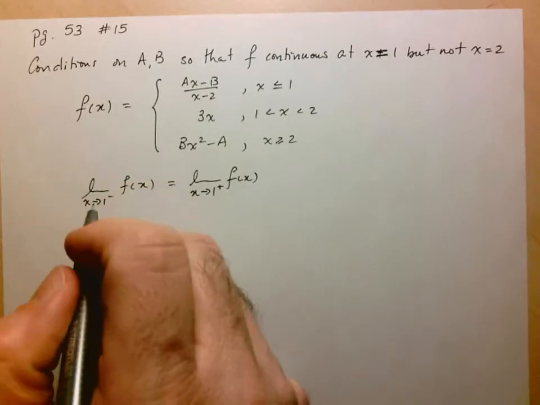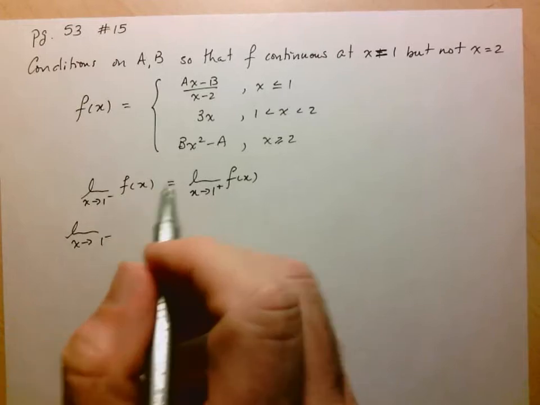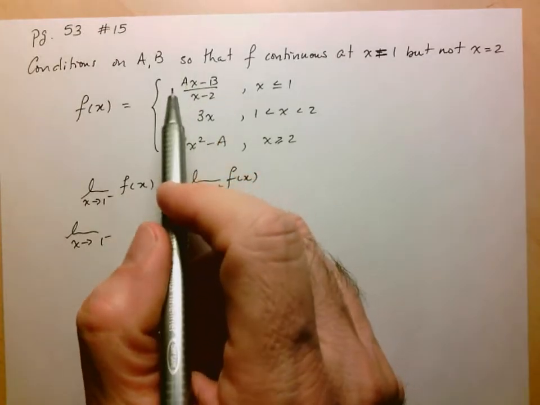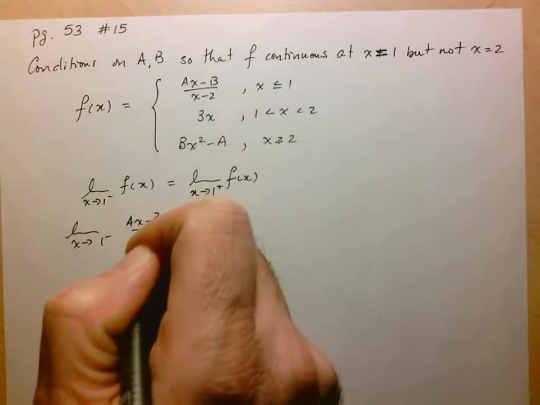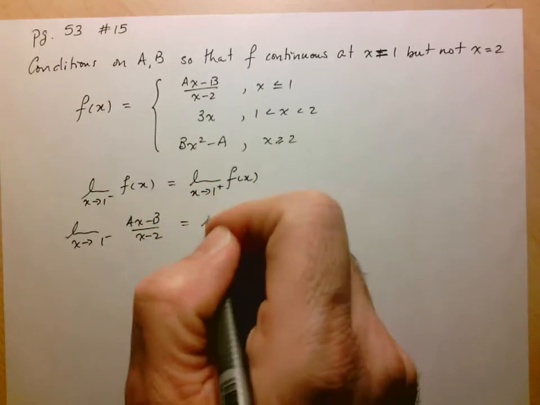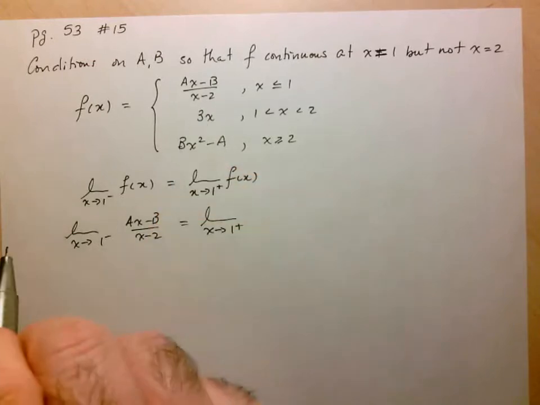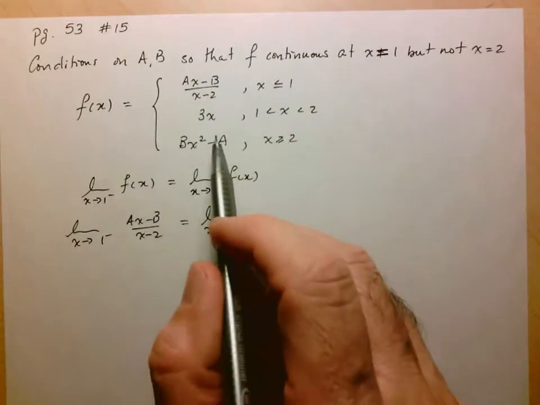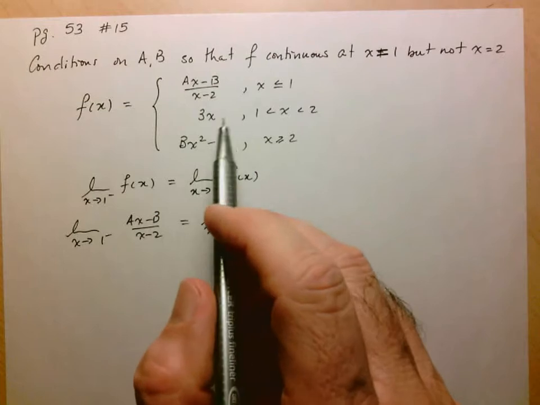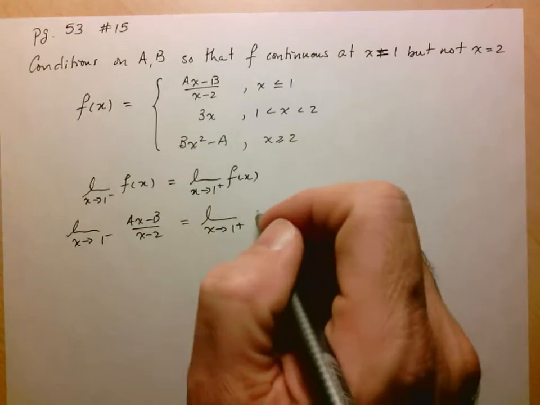Okay, so let's find the limit as x approaches 1 from the left. Since we're approaching 1 from the left, we're using this expression to represent the y values, so ax minus b over x minus 2. And when we're approaching 1 from the right, we're using this expression to represent the y values. Now the fact that past 2 it has a whole different equation doesn't really matter because we're only looking at approaching 1, so we're looking at near 1 on the right hand side. So the 3x will do that.